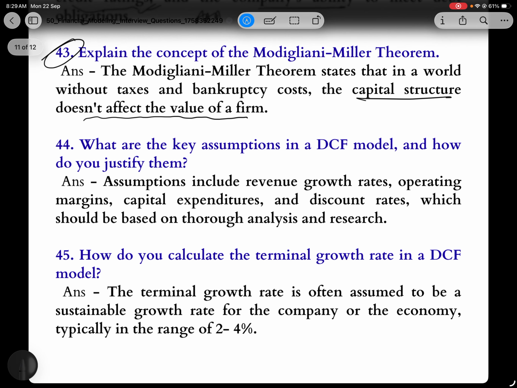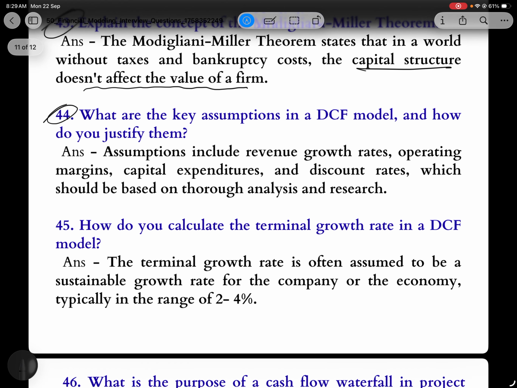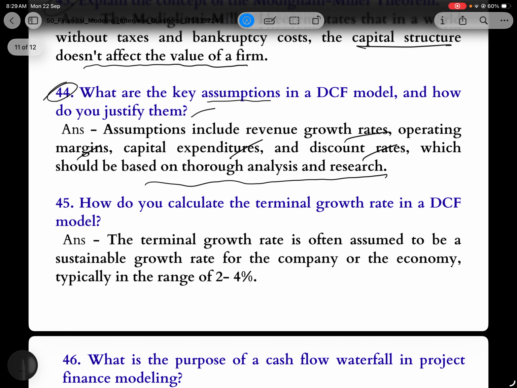Okay, so next is 44, about what are the key assumptions in DCF and how do you justify them. So assumptions could be revenue growth rates, operating margins, capital expenditures, discount rates, which should be based on thorough analysis and research. You need to know that particular company, industry, everything. Okay, just to compute the rate of growth itself is very challenging, right?